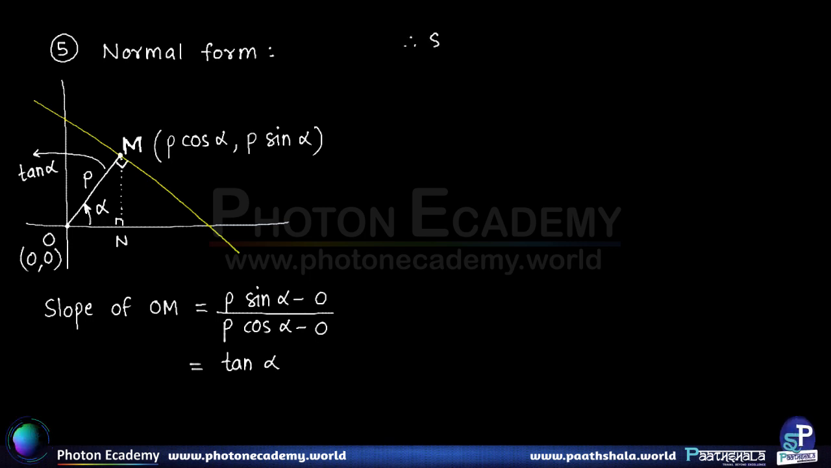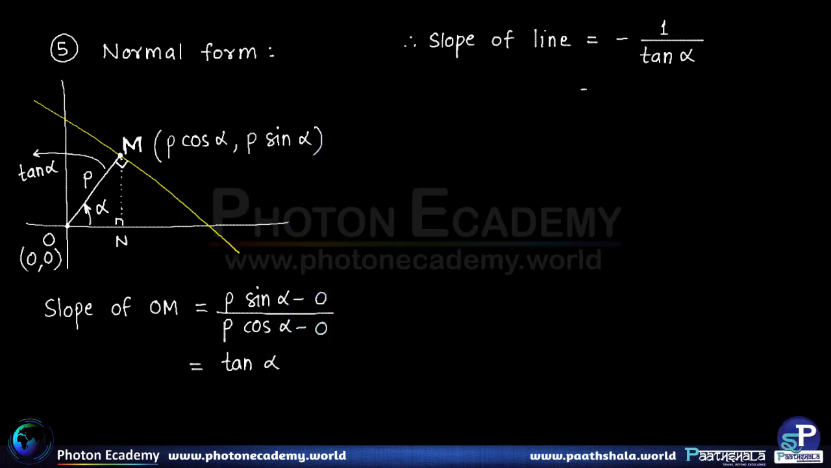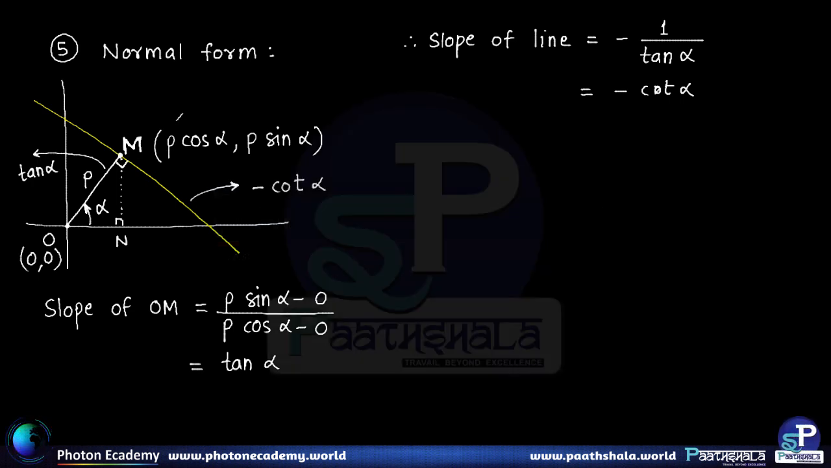Therefore, for the slope of the line, we have seen the result earlier that if two lines are perpendicular, then the slope of one of those lines is the negative reciprocal of the slope of the other. So here we get the slope of the line as minus 1 upon the slope of OM, which is tan alpha. So minus 1 upon tan alpha is minus cot alpha. That means we have got the slope of the required line, minus cot alpha, and we also know one point that lies on the line, which is point M.